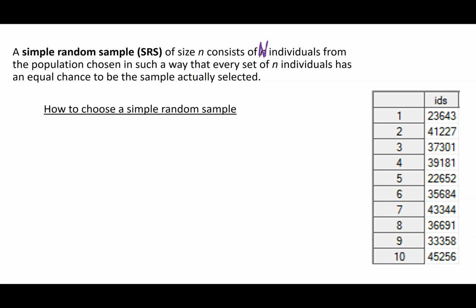So picking a random sample, I hinted that we might use ID numbers, and that's often how we do this. So step 1, assign each individual a unique number. So it could be ID, it could be driver's license, it could be subject 1, 2, 3, as long as they're identifiable. Every individual has a unique name or number. They have their own row.